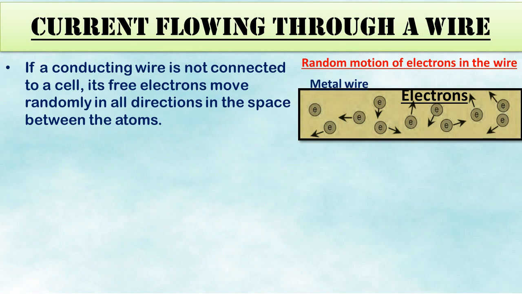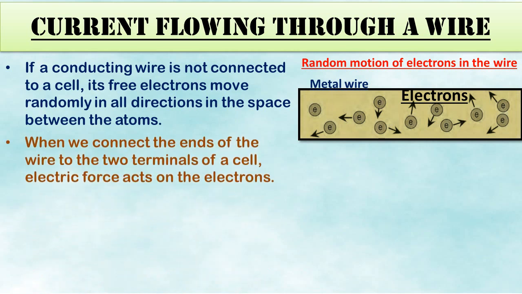So student, if a conducting wire is not connected to a cell, it is only a metallic wire and it is not connected to a cell, then what happens? Its free electrons will move randomly in all directions in the spaces between the atoms. They don't follow any direction, they just move randomly in the spaces between the atoms of the metallic wire.